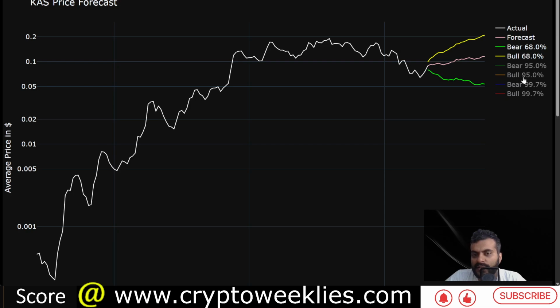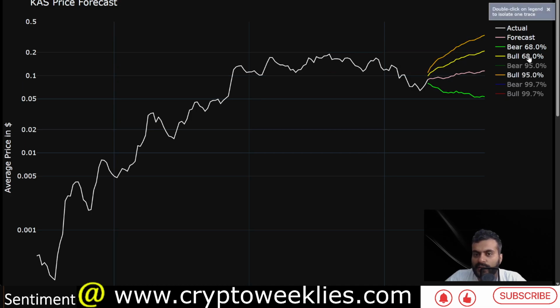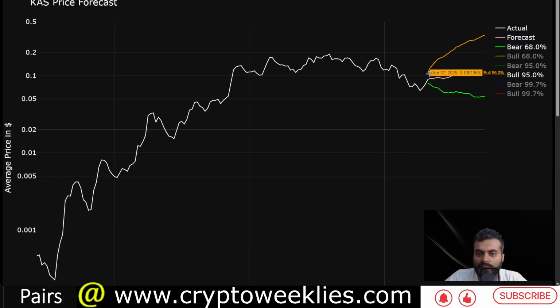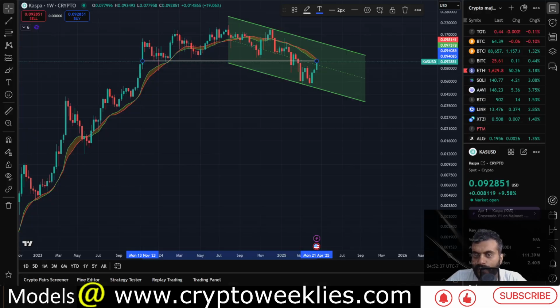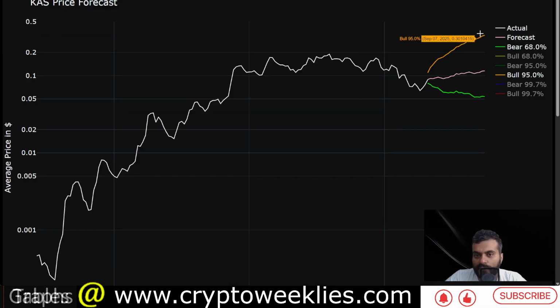On the other hand, if there is somewhat of a euphoria case, that is a 2 standard deviation 95 percentile bull case, the price could be between, roughly speaking, 10.9 or 11 cents to about 33 cents. So that's the euphoria case for Kaspa. Roughly speaking, from here, almost 4x, with 9 times 4 at around 36, slightly under 36 cents. So that's the 2 standard deviation bull case for Kaspa, 3x from here.